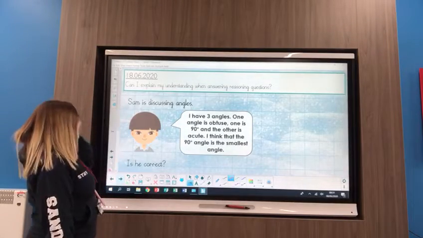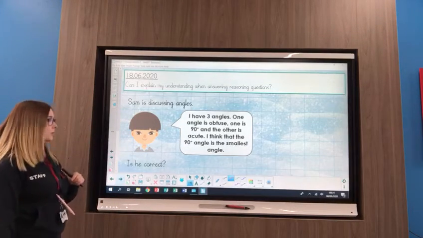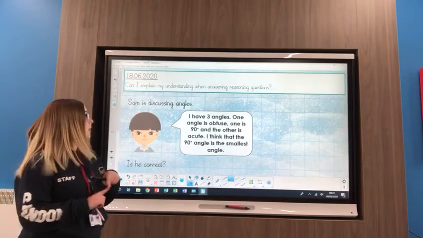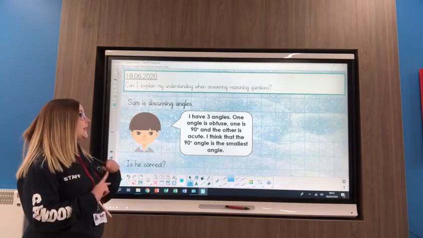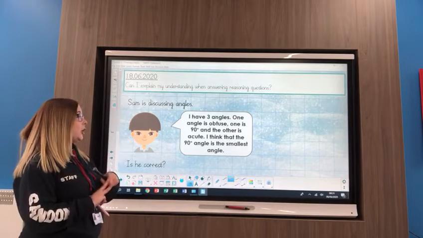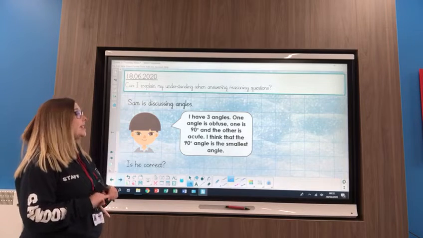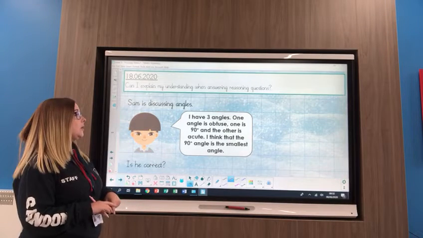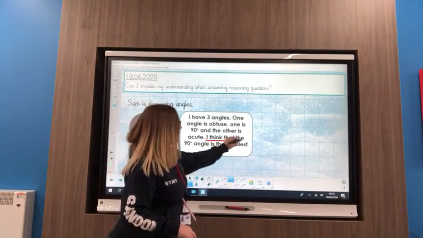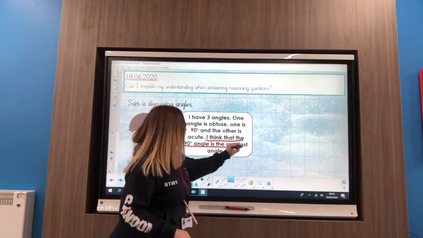The next question says, Sam is discussing angles. And he says, I have three angles. One angle is an obtuse angle, one is a 90-degree angle, and the other is an acute angle. I think that the 90-degree angle is the smallest. So that's what he thinks, that the 90-degree angle is the smallest.